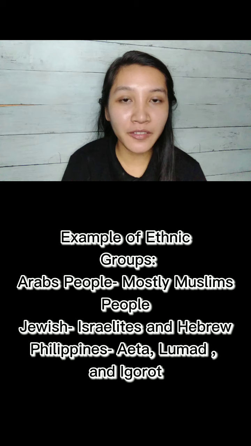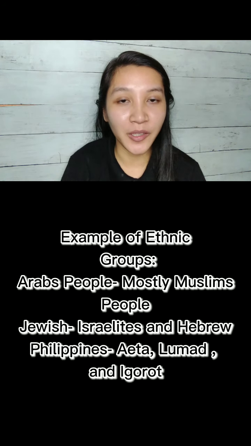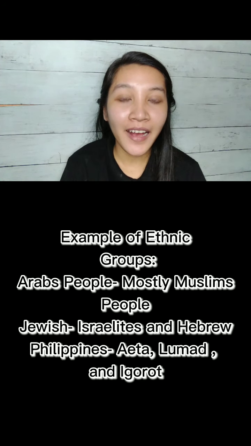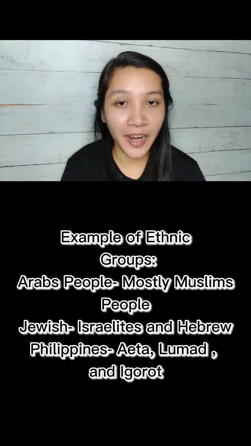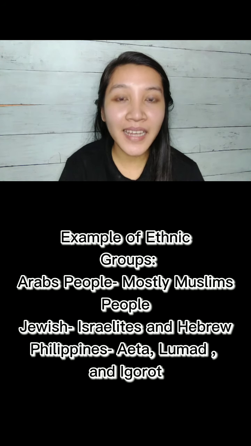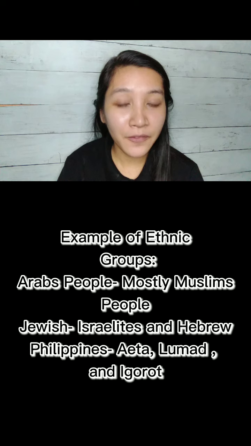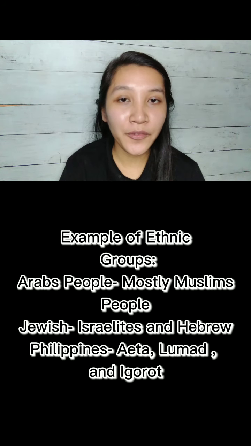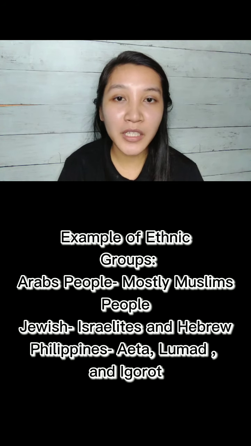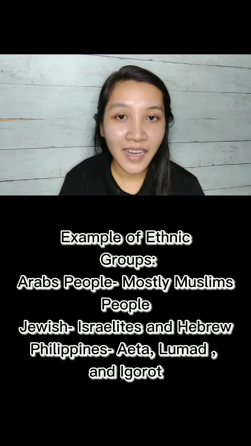Examples of ethnic groups are the Arab people. These Arab people include the people in the countries of Saudi Arabia, Algeria, Syria, and Iraq. The Arab people are mostly Muslims. Then the second one is the Jewish. The Jewish include the Israelites and the Hebrews. In the Philippines, there are a lot of ethnic groups, but I will give you three of them: the Aeta, Lumad, and Igorot.